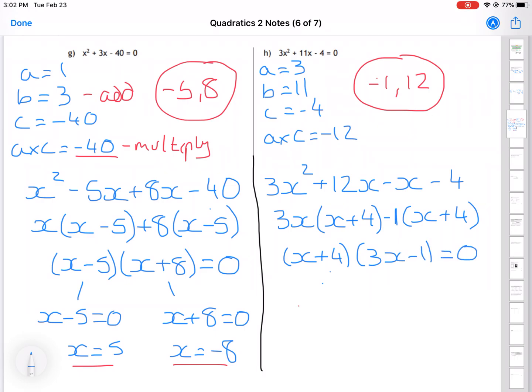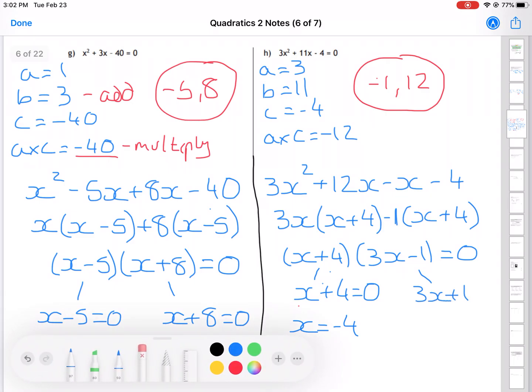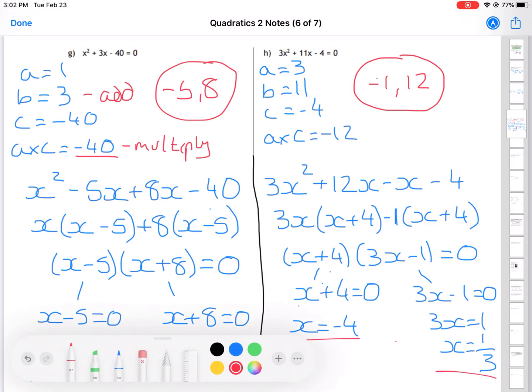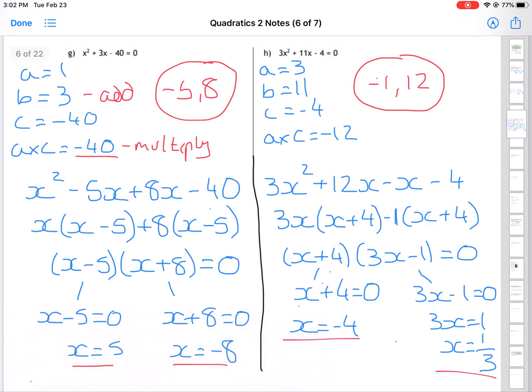Set that equal to 0. So x plus 4 equals 0, x is minus 4. 3x minus 1 equals 0, 3x equals 1, x equals 1 over 3. So our two values for x for this example are minus 4 and 1 over 3.